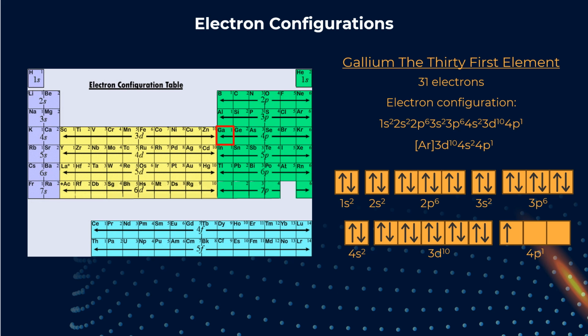Lastly, we have gallium, our largest element with 31 electrons. The electron configuration for gallium is 1s2, 2s2, 2p6, 3s2, 3p6, 4s2, 3d10, 4p1, or in other words, argon 3d10, 4s2, 4p1.